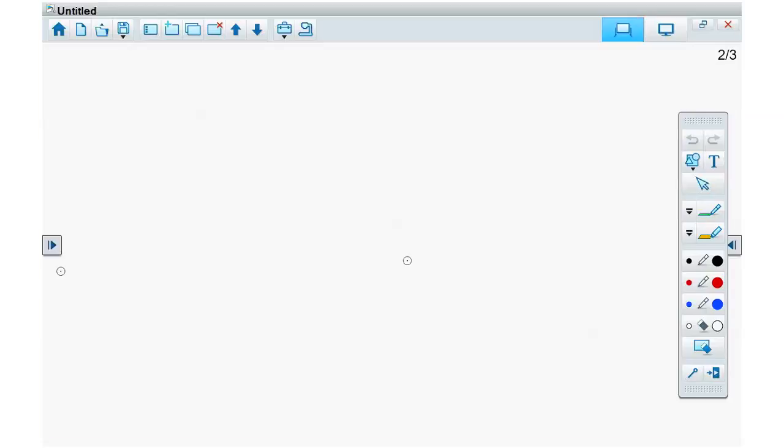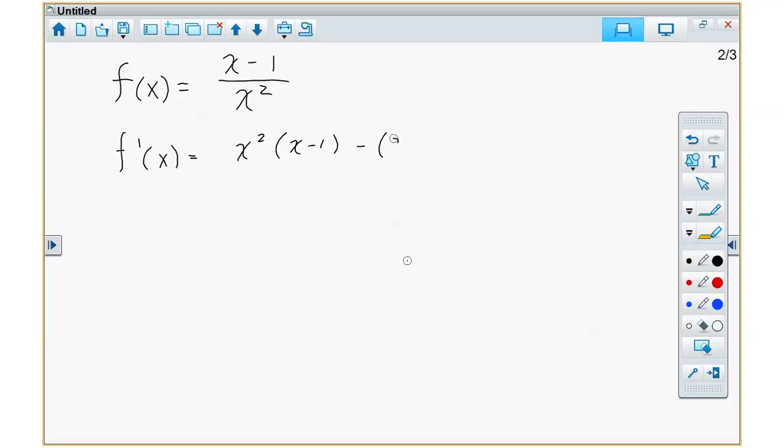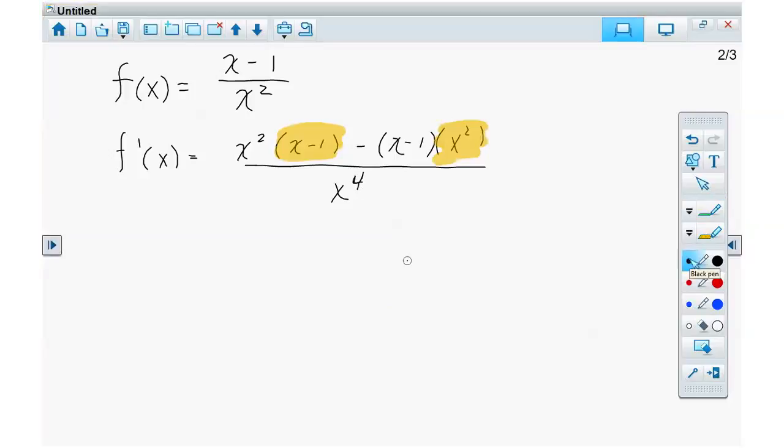All right. So let's go do the calculus. F of x is equal to x minus 1 over x squared. F prime of x is going to be equal to your denominator times numerator prime minus the numerator times denominator prime over denominator squared. And the highlights is what we're going to take the derivative of. And I went ahead and squared the denominator.